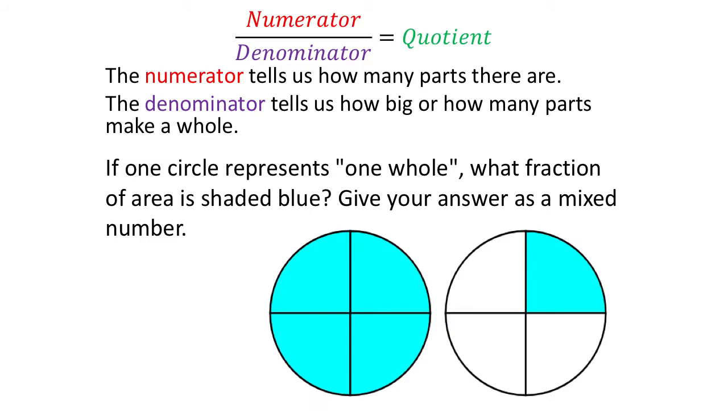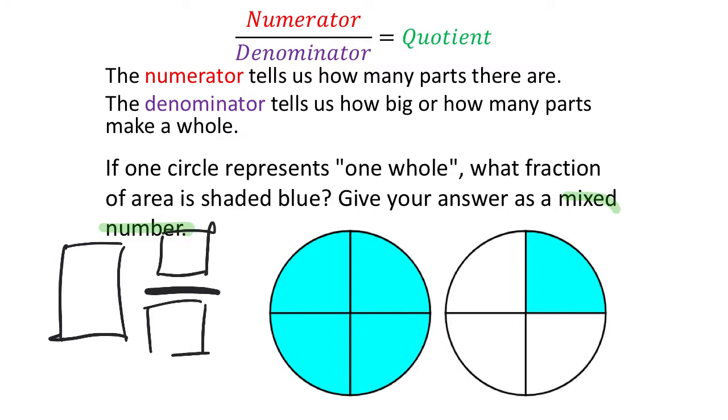So along those lines, we got this example. If one circle represents 1 whole, what fraction of area is shaded blue? But we do want this answer as a mixed number, all right? So I'm going to set up the mixed number right now just so we know where to put the values. That's my fraction line right there. And again, the whole value should be kind of bigger than the other values in the mixed number. So I got my numerator here, and then I got my denominator as the bottom number in the fraction.